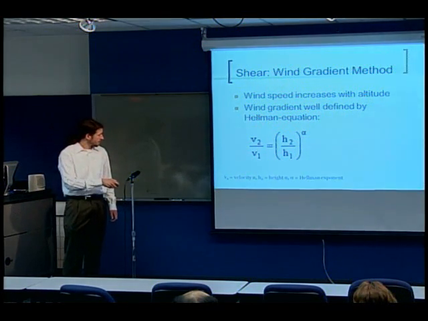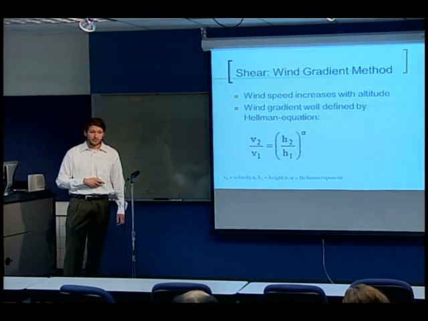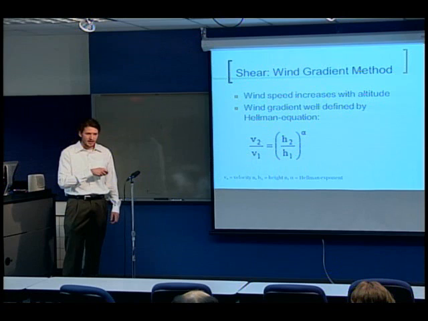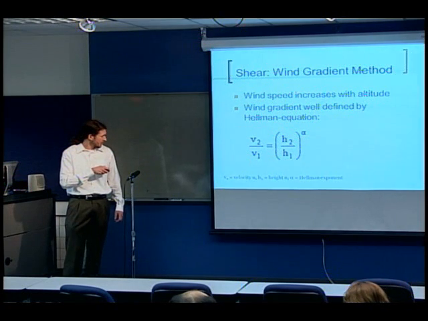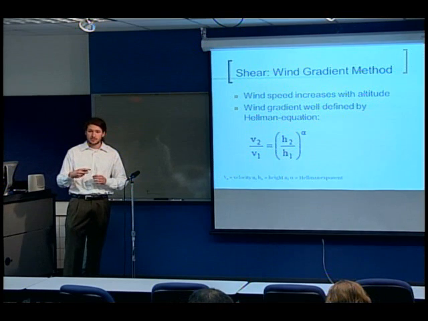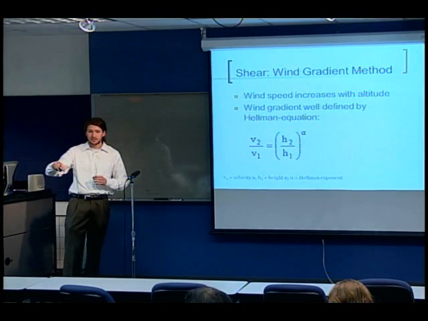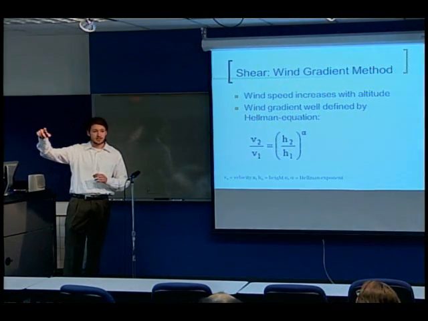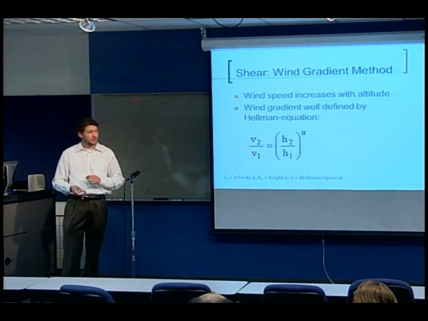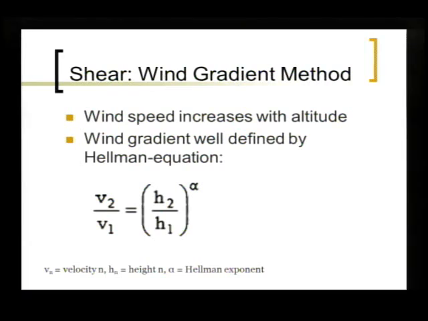I found this equation, the Hellman equation, which is often used. Let me go over it. You have two velocities. Typically it's used to determine the wind resource of an area. You have the wind speed where your sensor was located, the altitude, and then another altitude where you're going to put your wind turbine, and you want to know the wind speed there. In that situation, you actually know the Hellman exponent.